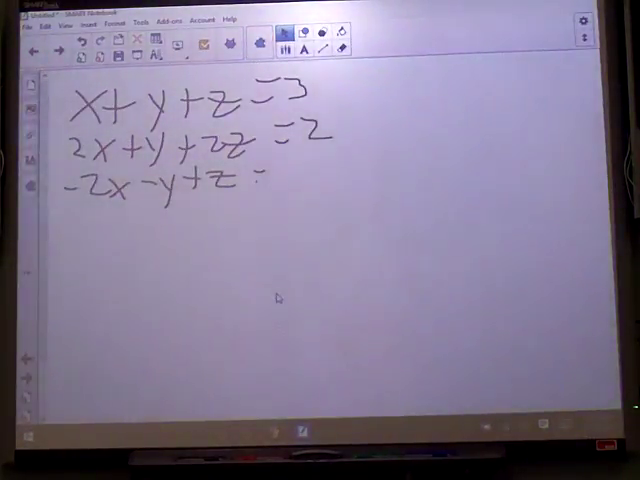Is that an 11 or a negative 11? Negative 11. Thank you. All right, so I'm looking at my y's, and my y's all have a 1, so they're going to be the easiest thing to get rid of.